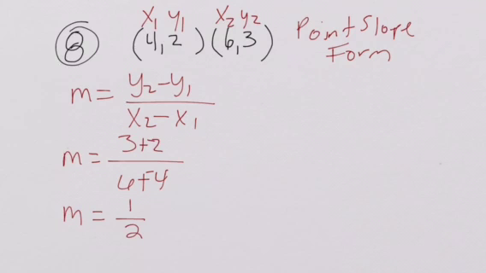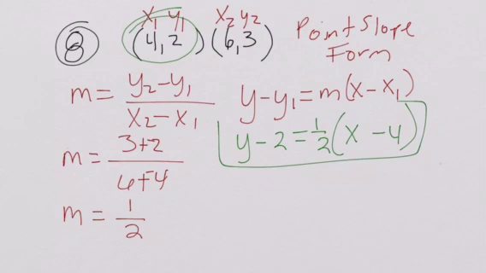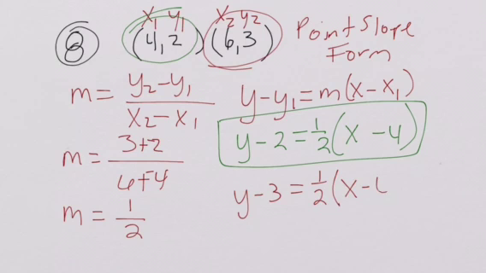That's my slope. So it's going to be y minus y1 is equal to m times x minus x1. We're going to use the first ordered pair. So we're going to do y minus 2 is equal to 1/2 times x minus 4. That would be one answer. Our other answer would be using the other ordered pair. So y minus 3 is equal to 1/2 times x minus 6, and that would be our other answer.